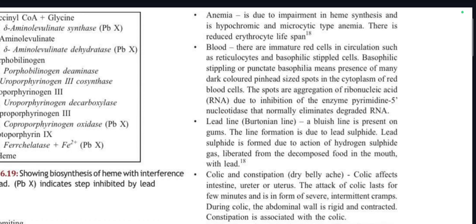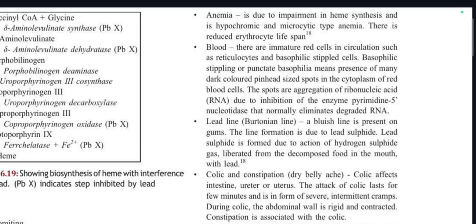What about blood? There are immature red cells in circulation, such as reticulocytes and basophilic stippled cells. We all know about basophilia, punctate basophilia. Basophilic stippling or punctate basophilia means presence of many dark colored pinhead sized spots in the cytoplasm of red blood cells. The spots are aggregation of ribonucleic acid due to inhibition of the enzyme pyrimidine 5 nucleotidase that normally eliminates degraded RNA. So in short, remember, why is punctate basophilia formed? Due to the inhibition of which enzyme? Pyrimidine 5 nucleotidase. This enzyme is responsible for the elimination of degraded RNA in RBCs normally.